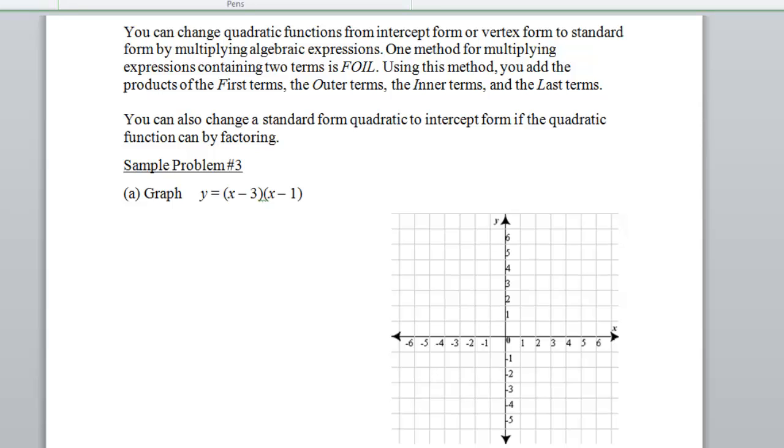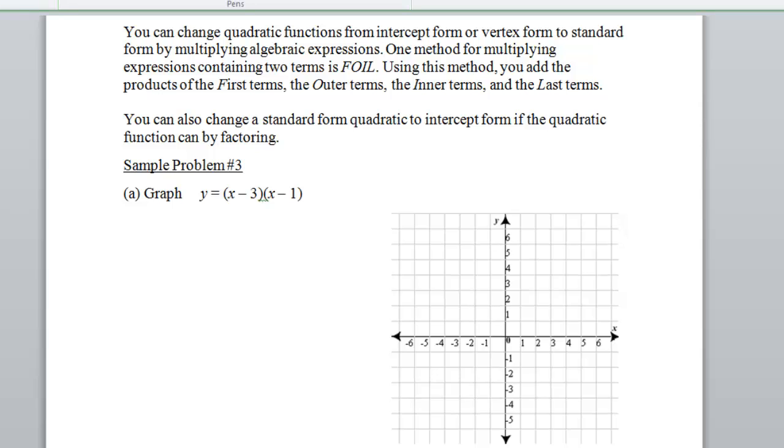Now, the intercept form is what we would simply call the factored form of a quadratic. So if we took the standard form and factored it, you would end up with the intercept form, and that's one of the reasons why factoring is an important process. The vertex form is what we call a form after we complete the square, and that's a process we're going to learn a little bit later in the unit. So if you took the standard form and completed the square with it, you would create the vertex form.